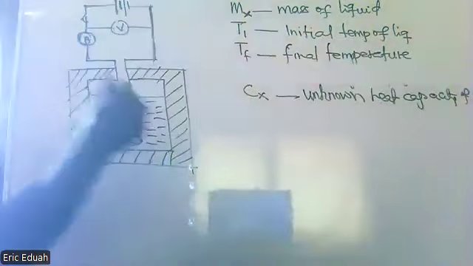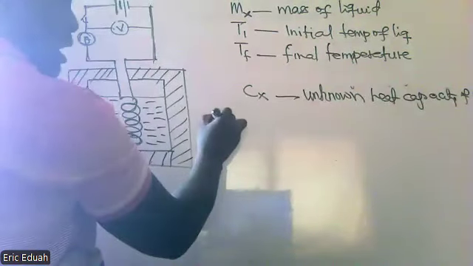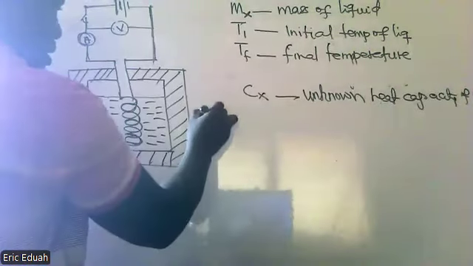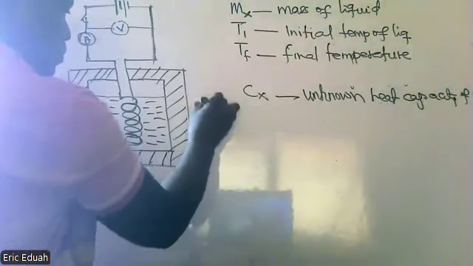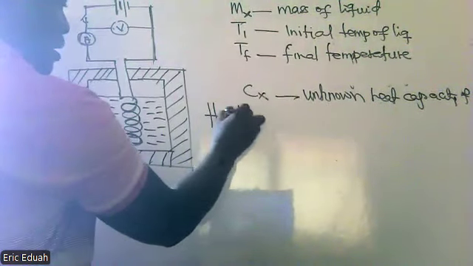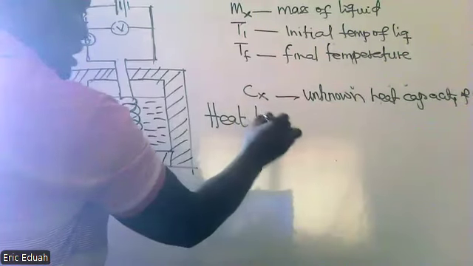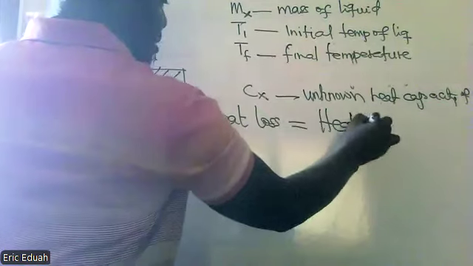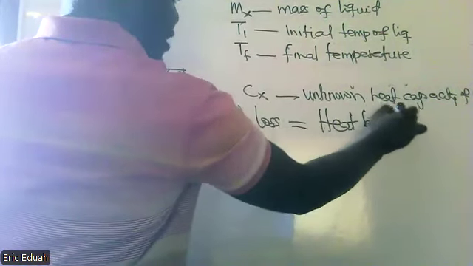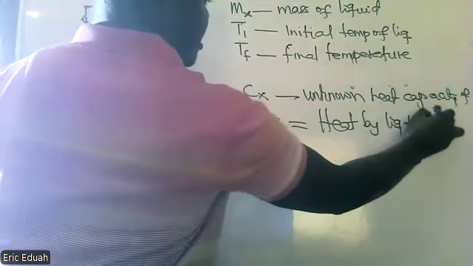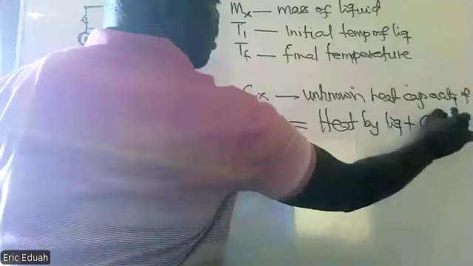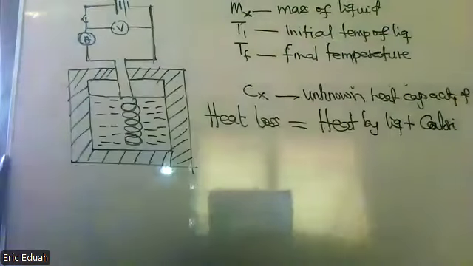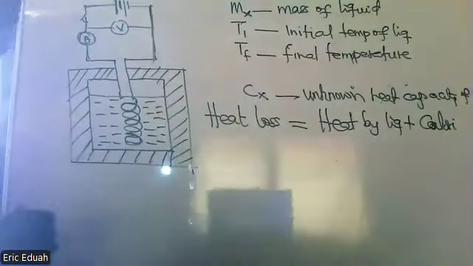Whichever temperature we heat it up to becomes our final temperature, TF. Then we establish the equation: heat loss is equal to heat gain by liquid plus calorimeter.